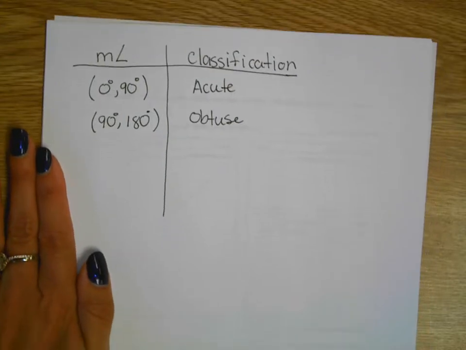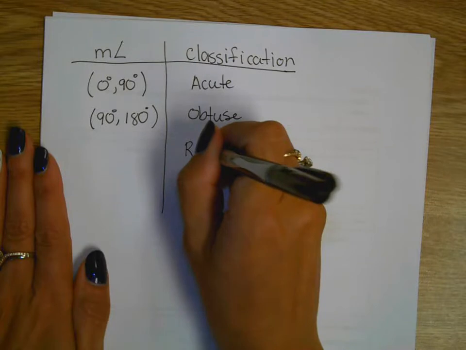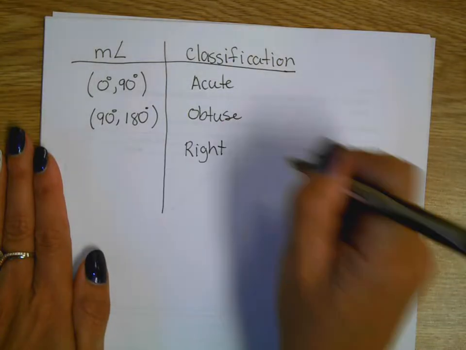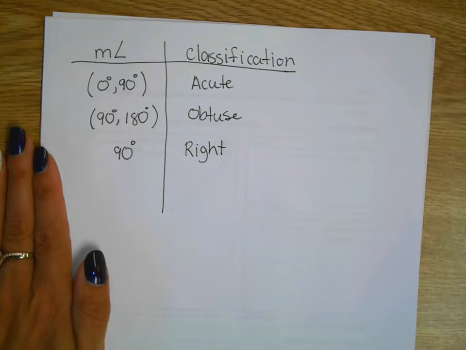Another angle. It's got a right angle. And we only have one value there. And there's one more.